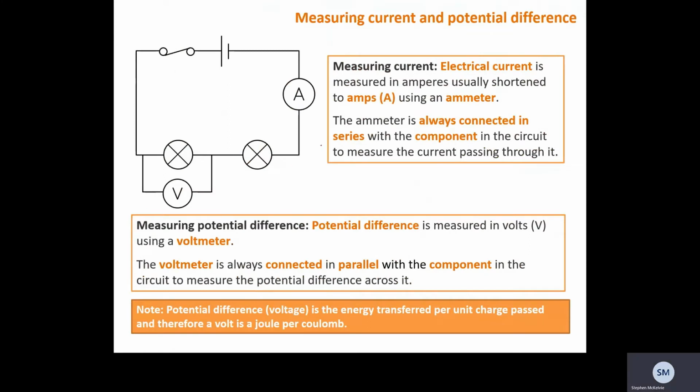How do we measure current? We measure current using an ammeter. The symbol for that is a capital A. The unit is an ampere, and it is shortened to amps. We use an ammeter to find that. The ammeter is always connected in series with the component.